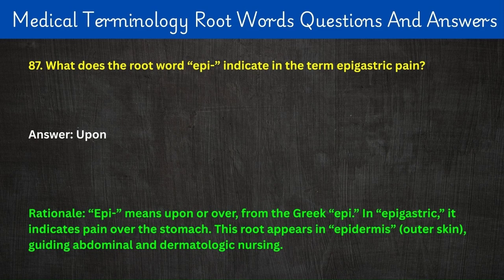87. What does the root word epi indicate in the term epigastric pain? Answer: upon. Rationale: Epi means upon or over, from the Greek epi. In epigastric, it indicates pain over the stomach. This root appears in epidermis, outer skin, guiding abdominal and dermatologic nursing.